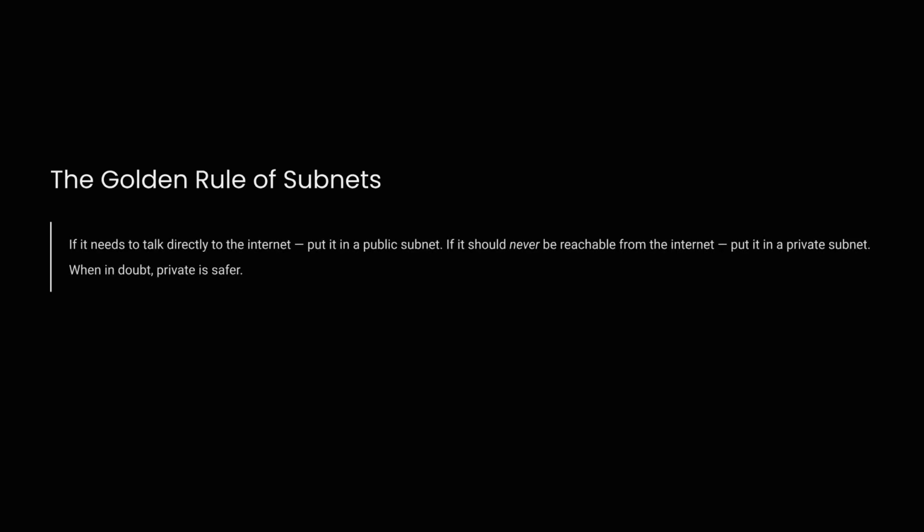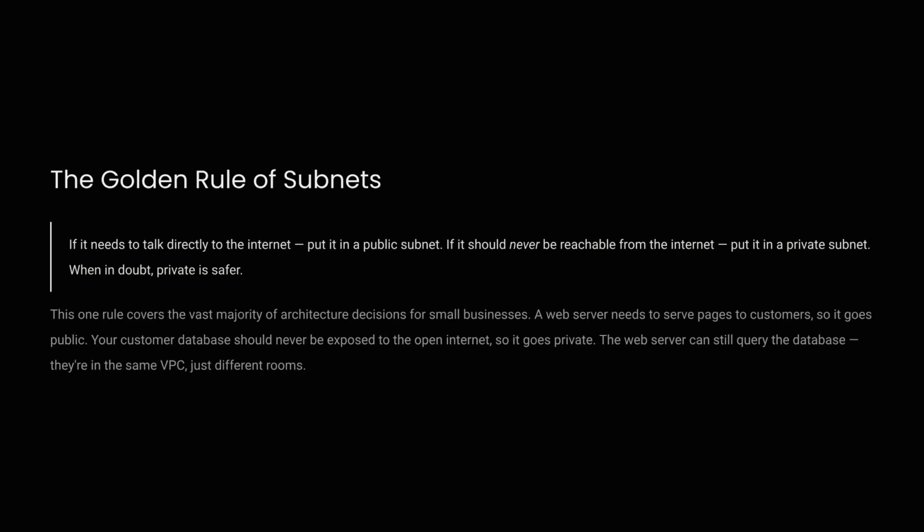The golden rule of subnets is simple. If a resource needs to talk directly to the internet, put it in a public subnet. If it should never be reachable from the internet, put it in a private subnet. When in doubt, private is safer. A web server is public, but the database it queries should be private.